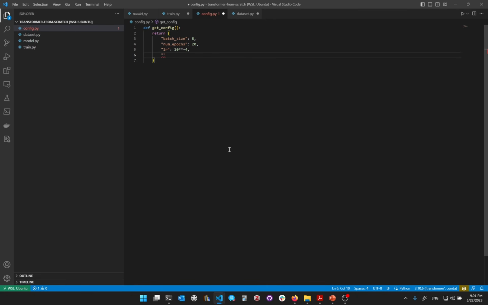It's possible to change the learning rate during training. Actually, it's quite common to give a very high learning rate and then reduce it gradually with every epoch. We will not be using it because it will just complicate the code a little more, and this is not actually the goal of this video. The goal of this video is to teach how the transformer works.